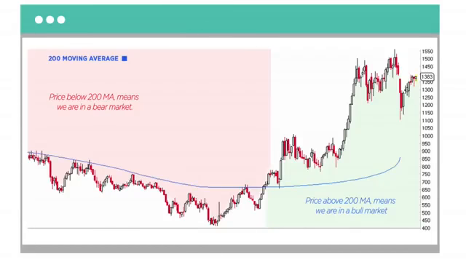The word consistently is very important here. If the price goes above 200 MA, then comes back down, then again re-enters, that shows that there is no consistent trend and you should probably stay away from such a stock.